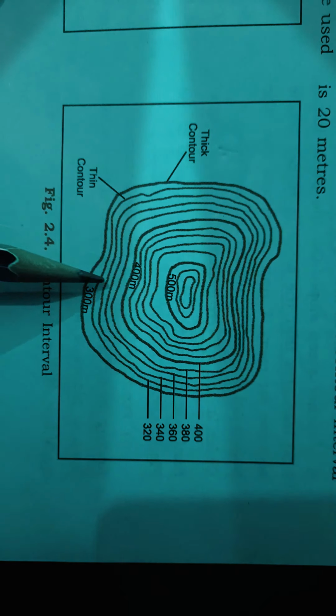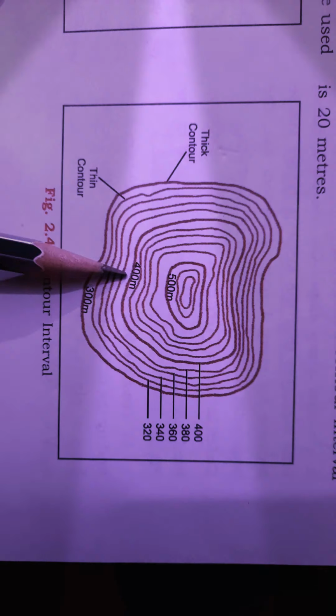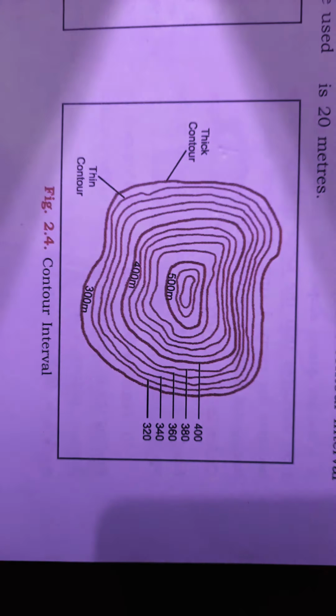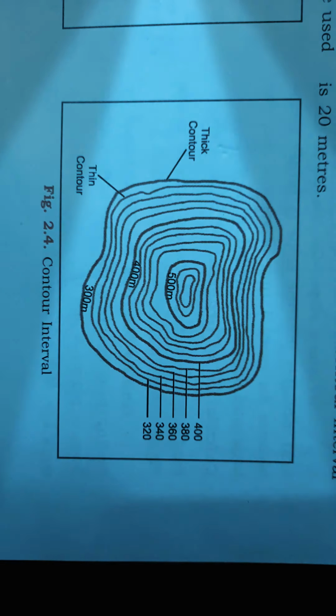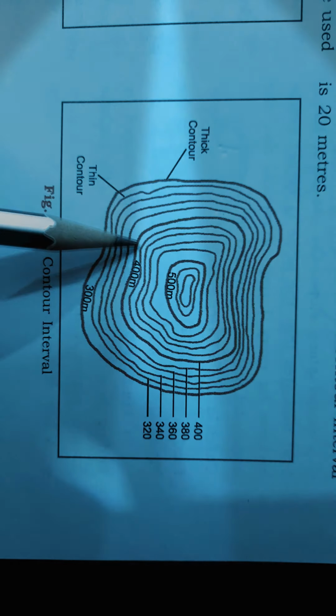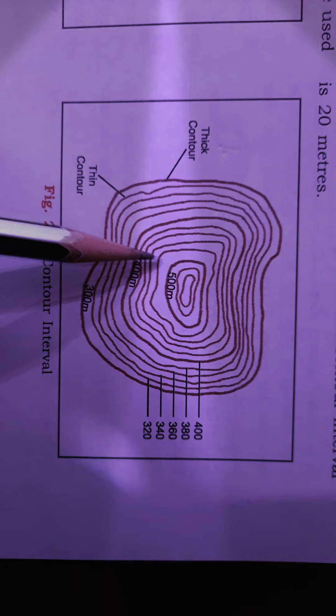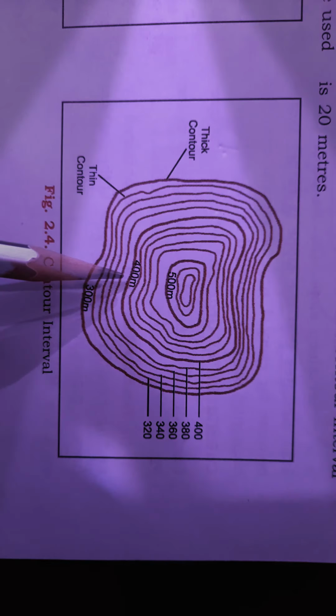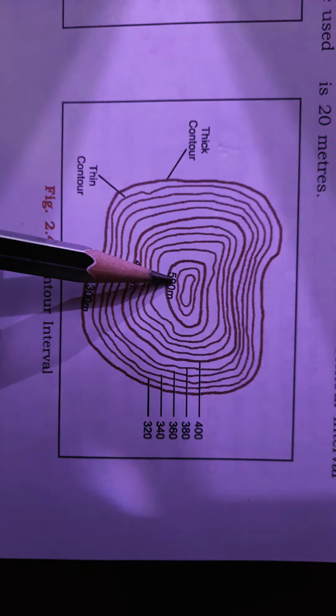Now we are learning contours. These are the contours. These are shown on a topographical map with the help of brown color contour lines. So all these are brown color contour lines, and some contour lines are thickened at regular intervals, just like this: 300, 400 meters, 500 meters. So these are called index contours.